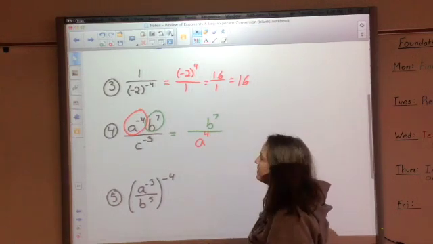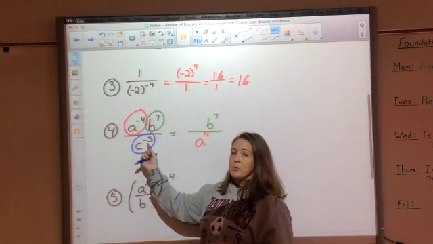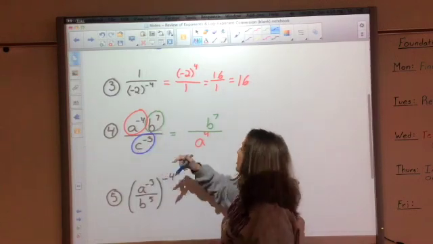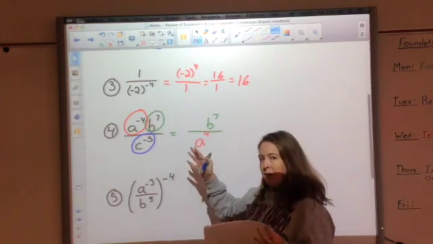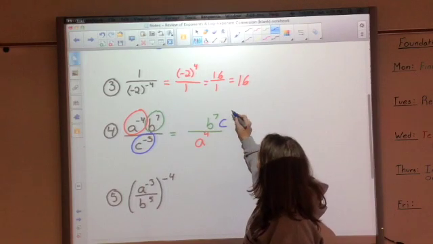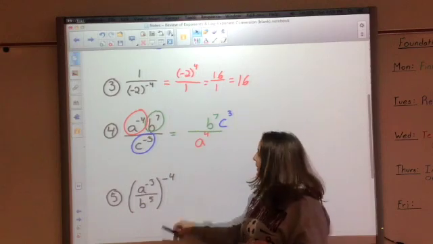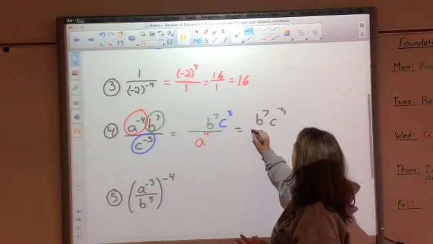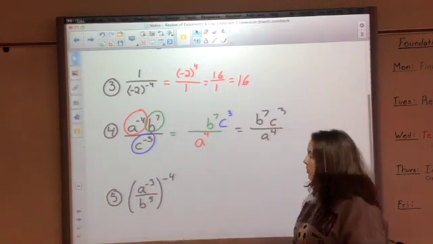And then the last piece to deal with is the c. The c also has a negative exponent, which means it needs to change locations. So it's in the bottom now, we're going to move it up to the top. I would probably prefer to put my c after my b, because of that whole alphabetical order thing. So we're going to move it back here, but it now will be a positive 3. And then I'm just going to write it a little bit neater, because there's absolutely nothing here that will simplify. And that's our answer. Okay?